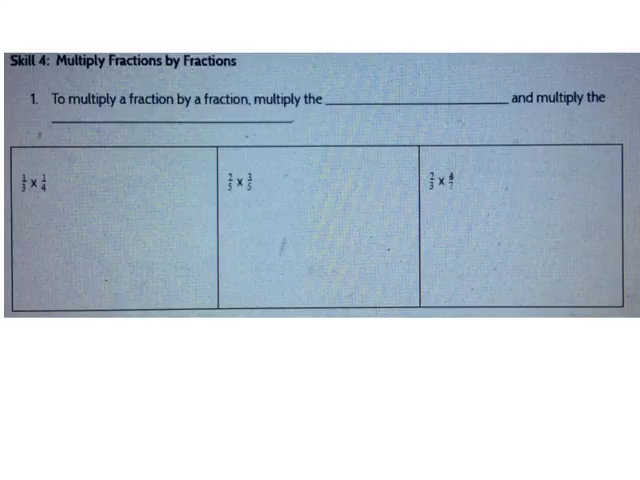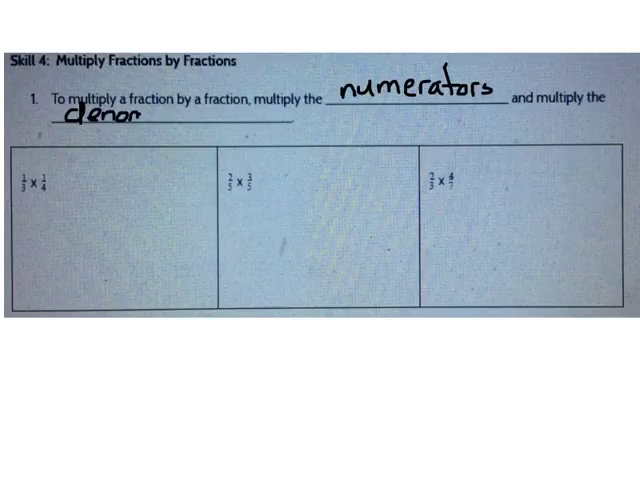We also talked about multiplying fractions by fractions. When I multiply a fraction by a fraction, I can multiply across. I can multiply the numerators together, and I can multiply the denominators together. So let's try a few. What's 1/3 times 1/4? Well, what's 1 times 1? It's 1. What's 3 times 4? It's 12. So 1/3 times 1/4 is 1/12.